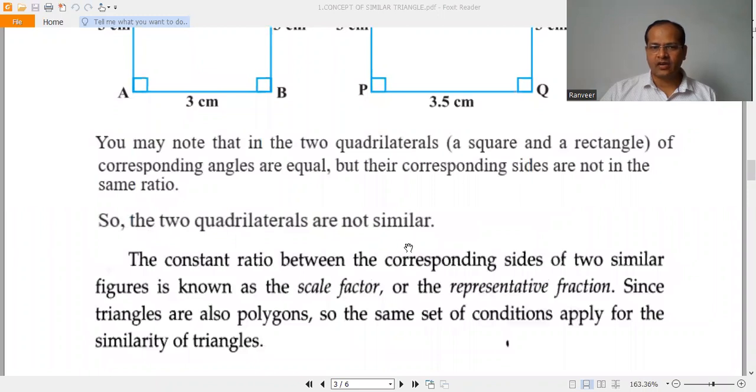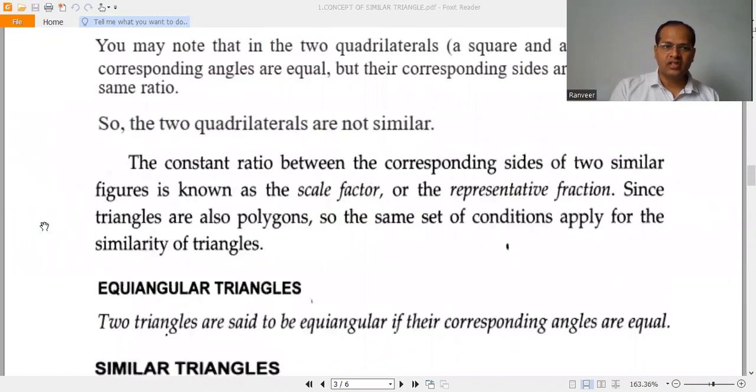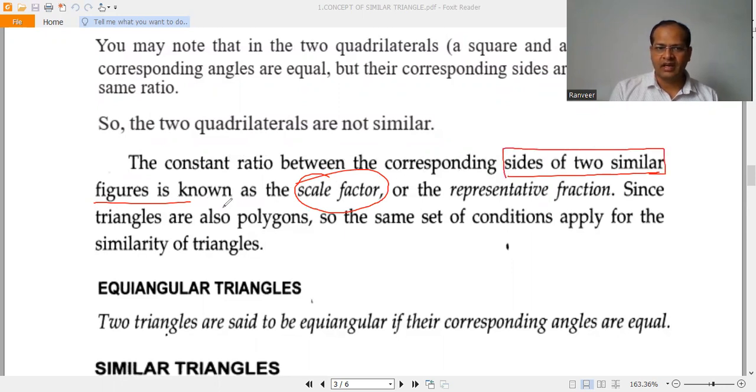So two quadrilaterals are not similar. Now, the most important thing is the constant ratio between the corresponding sides of two similar figures is known as the scale factor, or representative fraction. Since triangles are polygons, the same set of conditions we have to apply for similar triangles.